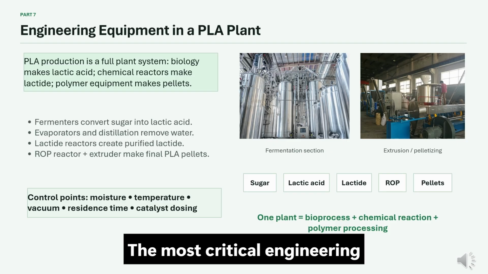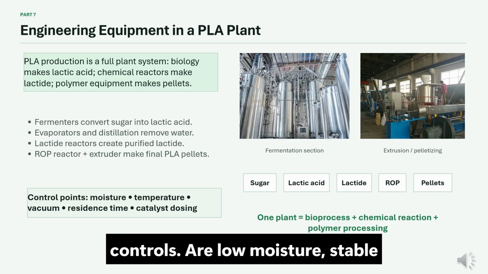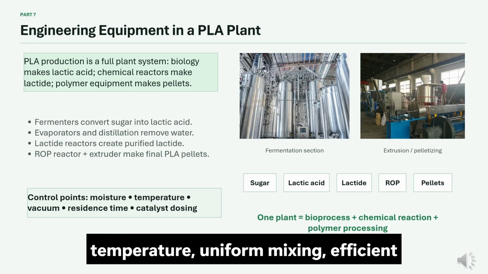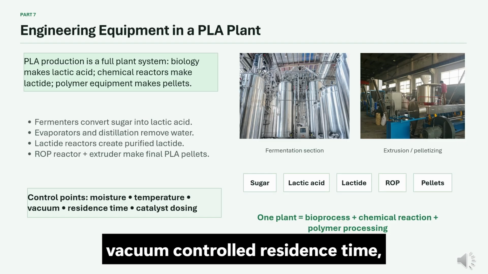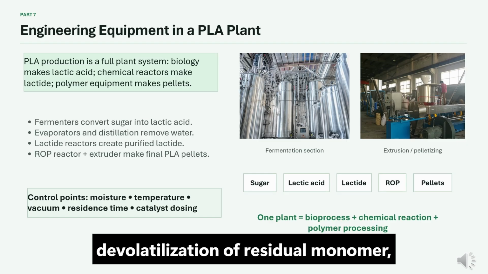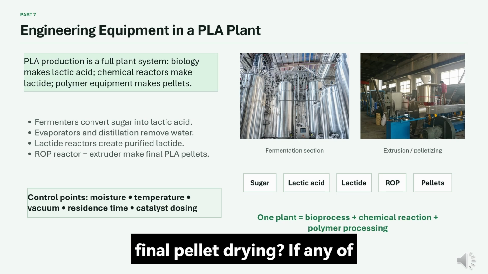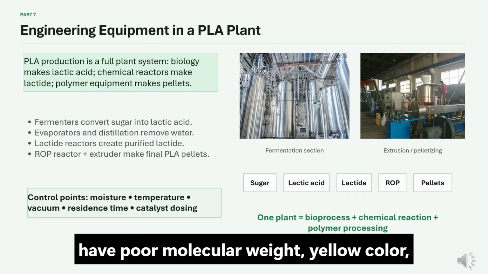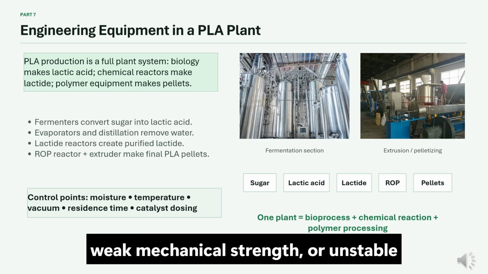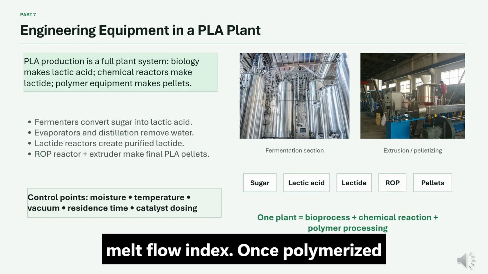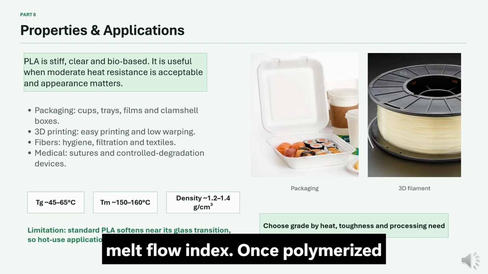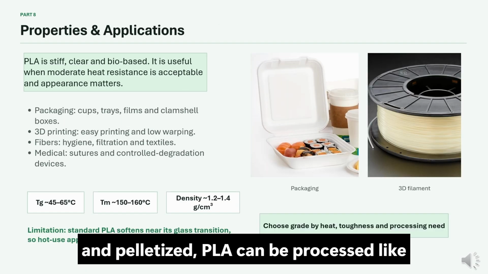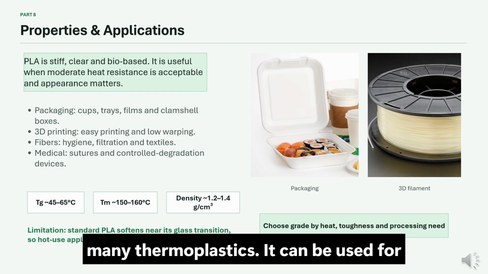The most critical engineering controls are low moisture, stable temperature, uniform mixing, efficient vacuum, controlled residence time, catalyst dosing accuracy, devolatilization of residual monomer, and final pellet drying. If any of these fail, the final PLA can have poor molecular weight, yellow color, weak mechanical strength, or unstable melt flow index. Once polymerized and pelletized, PLA can be processed like many thermoplastics.